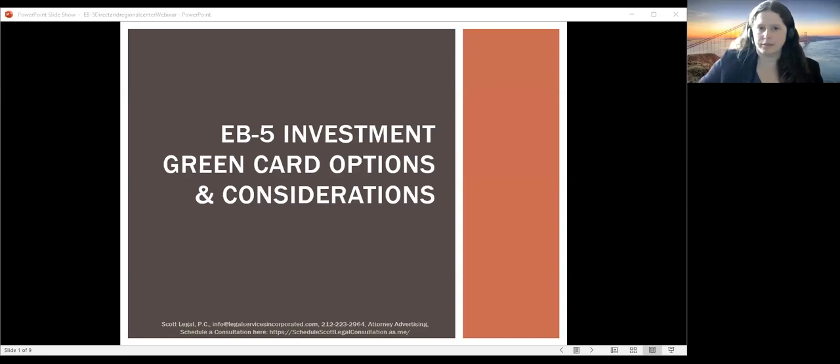My name is Kelly Weiner, and I'm the managing attorney at Scott Legal. If you're here today, you may already have some familiarity with the EB-5 green card, or this might be your introduction. All of you are in the right place. Our firm has a focus on investor visas, including non-immigrant investor visas and immigrant visas, such as the EB-5. Today, we'll be discussing how to obtain an EB-5 green card.